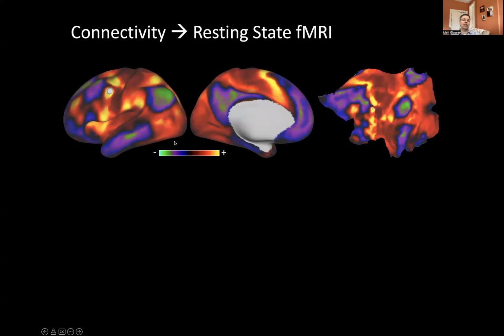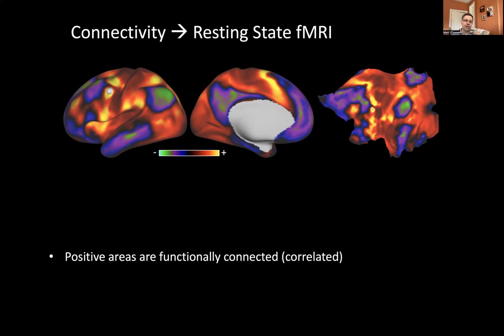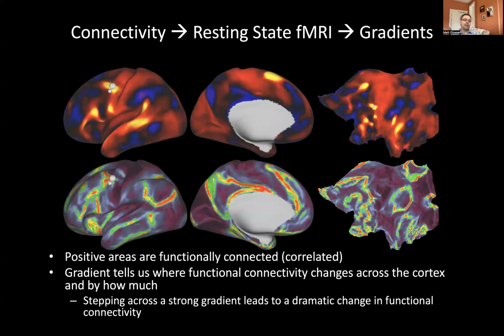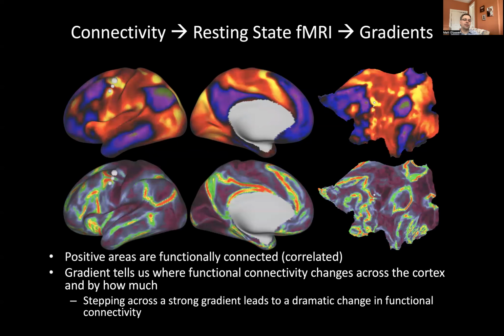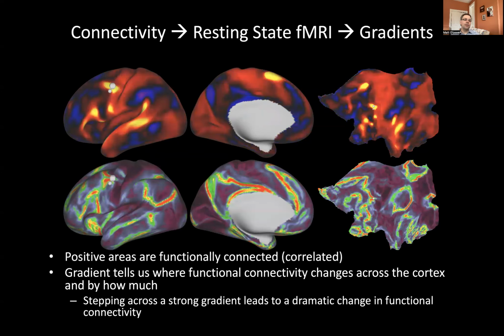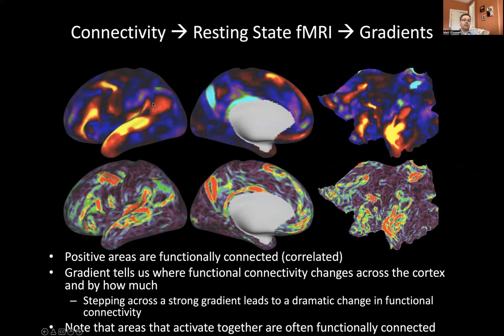Functional connectivity we can make gradients with. So here's a seed location on this white circle here, and areas that are functionally connected are the positive areas, the reds, yellows, oranges, and greens. We can make a gradient of where functional connectivity patterns change as we step across the cortex. So here we step across a strong gradient and we can see a strong change in functional connectivity patterns, step across another one, and we've got another change back to something more similar to what we had at the beginning. We focus on this particular pattern in between here and compare it to a task activation map. We can see they're very similar, illustrating that areas that activate together are often functionally connected.